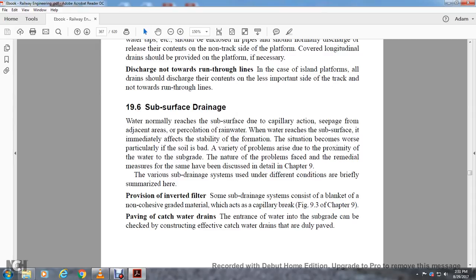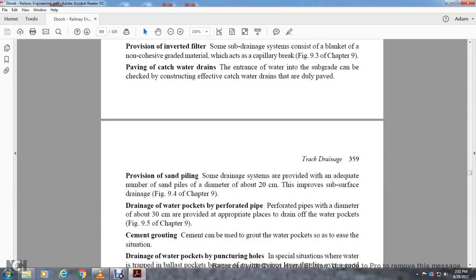Provision of the inverted filter. The sub-drainage system consists of a blanket of non-cohesive graded material which acts as a capillary break, paving the catch water drains. The entrance of water into the subgrade can be checked by the construction of catch water drains, which are duly paved.